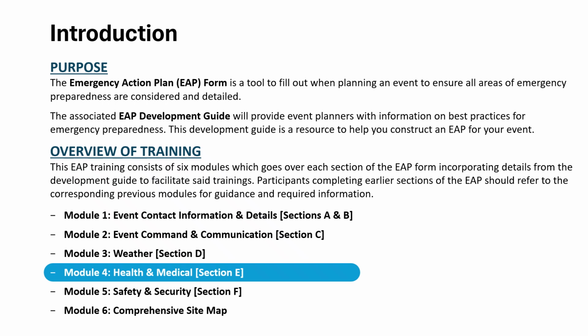Additionally, we'll define key terms used throughout this section. Advanced life support refers to medical care provided by licensed paramedics that includes advanced airway management, medication administration, and cardiac monitoring. Basic life support typically refers to care provided by EMTs and includes CPR, basic airway management, and first aid. Automated external defibrillators, or AEDs, are portable devices used to deliver an electric shock to help restart a person's heart during cardiac arrest. Understanding these terms will help you determine the appropriate level of medical support for your event.